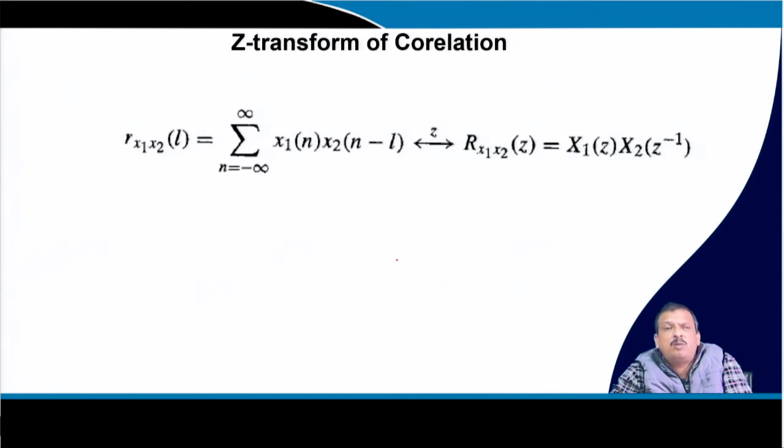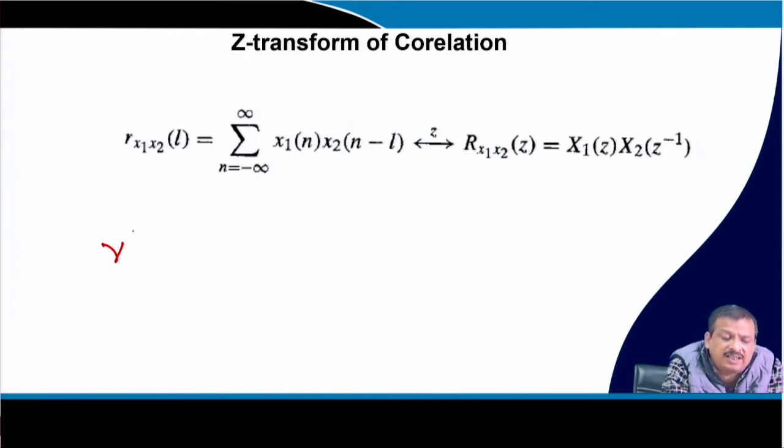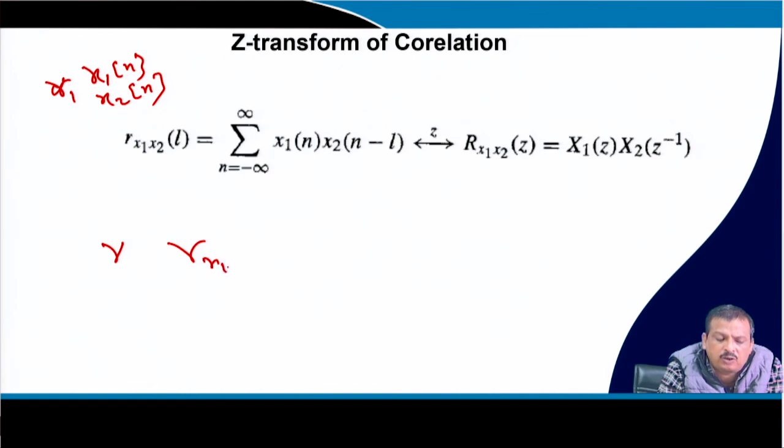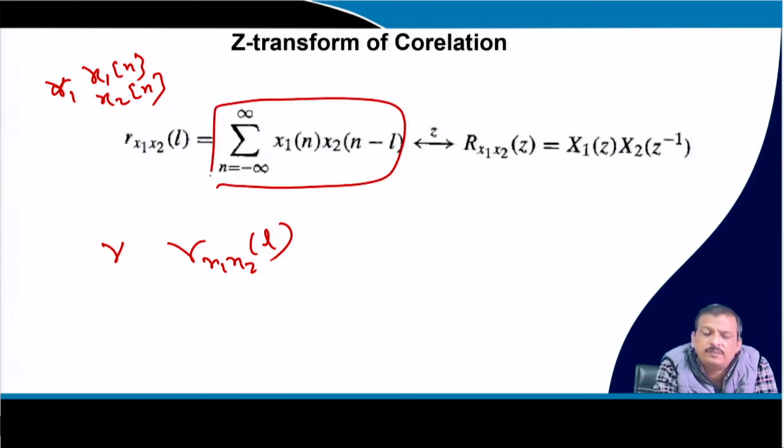Similarly, the z transform of correlation. Convolution we have already discussed. Now, it is a correlation. So, what is correlation? Let us say I have two different signals, x1[n] and x2[n]. R x1 x2 is the correlation between x1 and x2, and this is the correlation equation.